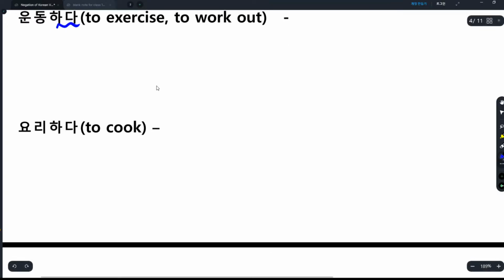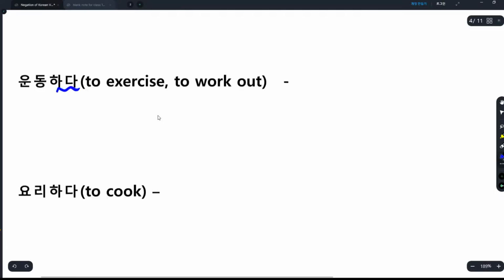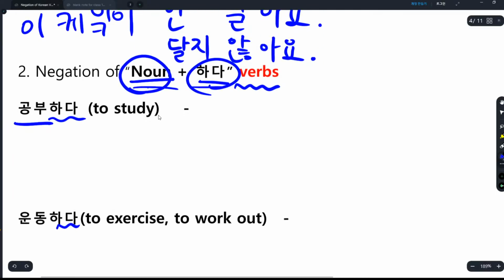운동하다. And 요리하다 as well. Sorry, 요리 means cooking. It's a noun that means cooking. And if you combine it with 하다, it means to do cooking. And when you combine them together, you get the full verb that means to cook. So we're going to learn how to negate these types of verbs.